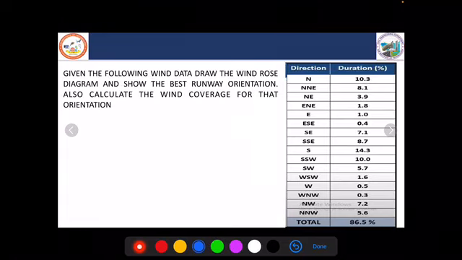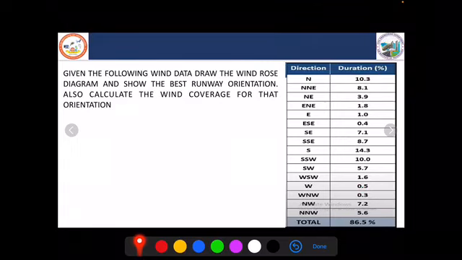So we'll take up an example. Here you can see that, given the following wind data, we have to draw the windrose diagram, show the best runway orientation, and also calculate the wind coverage for that particular duration. Here the wind data is given for all the directions: north, north-northeast, northeast, east-northeast, east. Similarly, the 16 directions are given, and in each direction the duration of the wind is given. North direction 10.3, north-northeast 8.1. Similarly, in all the directions the values are given.